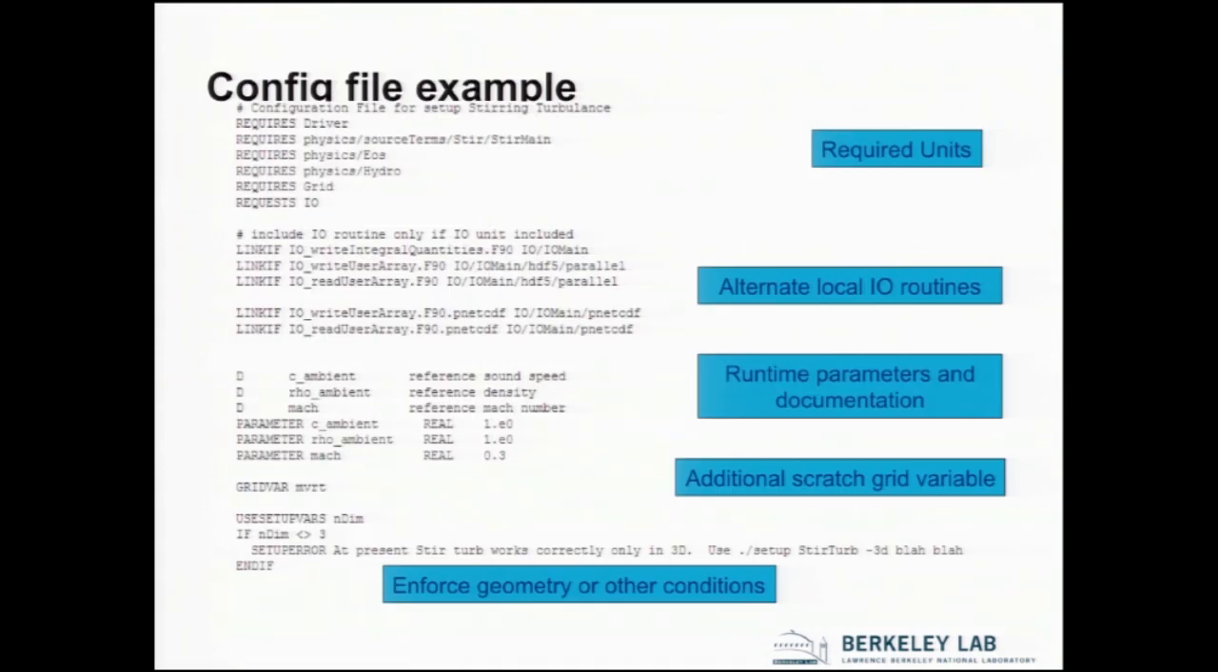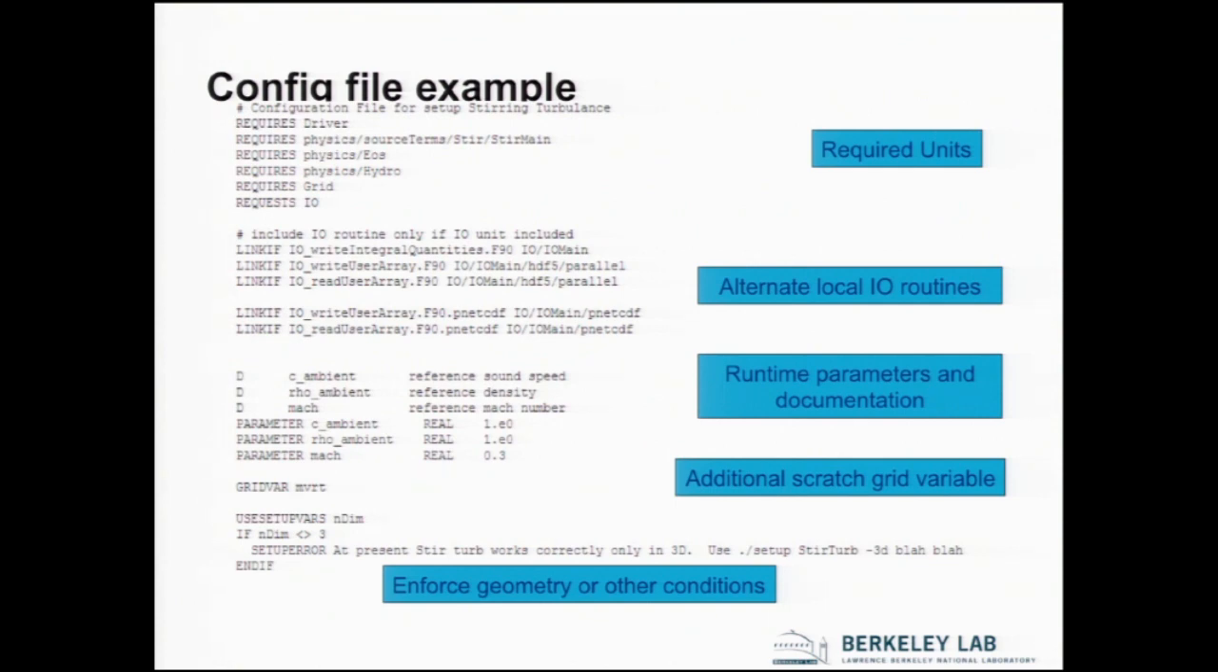This is an example of a Flash config file. I don't remember where this is coming from, but a few things are important to notice. This is where the required units are specified. It says that I need a driver, I need the stir, which is a source term unit in Flash that stirs the fluid. It needs equation of state, a hydrosolver, the grid, and an I/O.